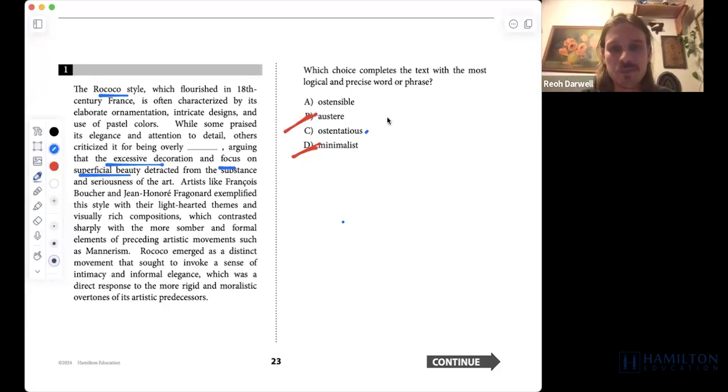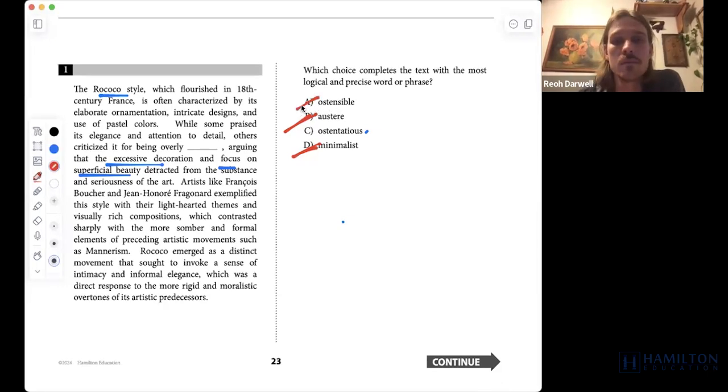Now, ostensible kind of sounds like ostentatious, but ultimately it means kind of like supposedly or purportedly, but not actually, right? So we're not really. So you might say something along the lines of, he was ostensibly an expert in economics, but on the debate stage, repeated lots of lies, right?